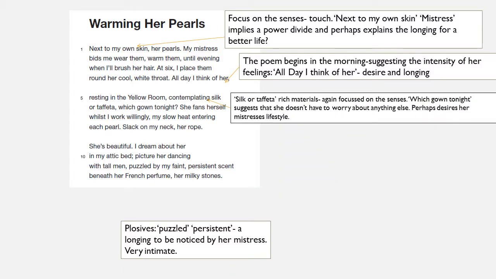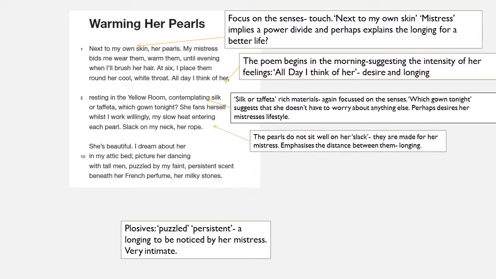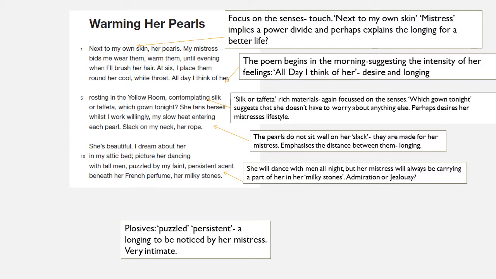So you've got "silk or taffeta", rich materials, again focused on the senses. "Rich gown tonight" suggests she doesn't have to worry about anything else and perhaps desires her mistress's lifestyle. "The pearls do not sit well on her, slack. They are made for her mistress" emphasises the distance between them and the longing. "She will dance with men all night, but her mistress will always be carrying a part of her in her milky stones", potentially admiration or jealousy, a longing to have that lifestyle.